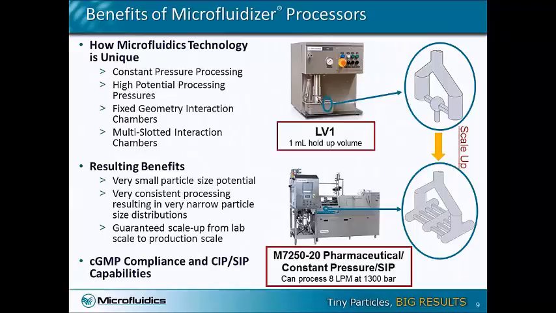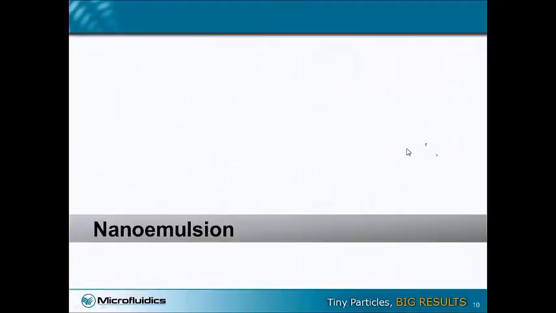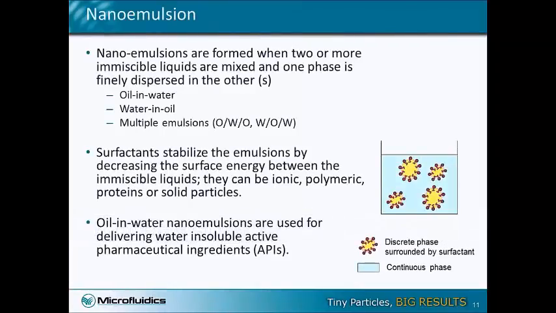Now, I want to move to my first application, which is nanoemulsion. Nanoemulsions, as many of you already know, are dispersions of two or more immiscible liquids with one phase finely dispersed in the other. Depending on which phase is the continuous phase and which is the dispersed phase, we can usually characterize the emulsion as oil in water, or water in oil, or multiple emulsions, or double emulsions, such as oil in water in oil, or water in oil in water emulsions.